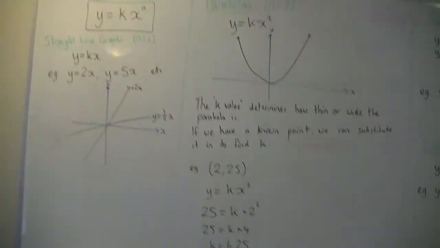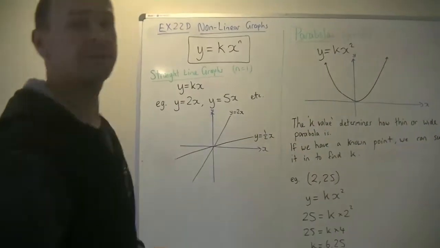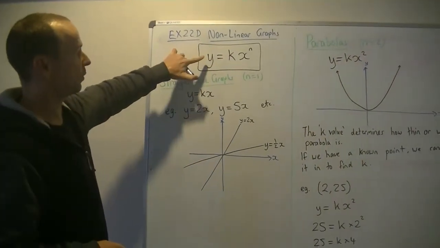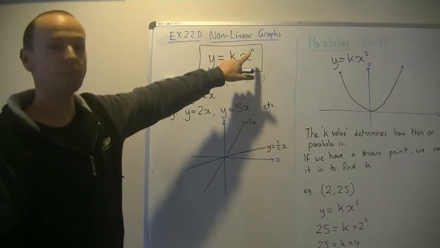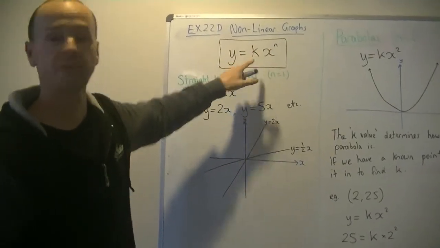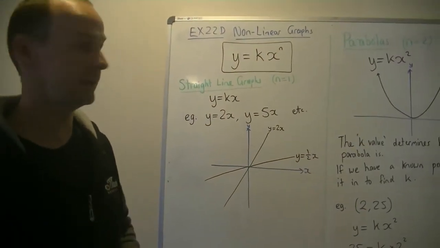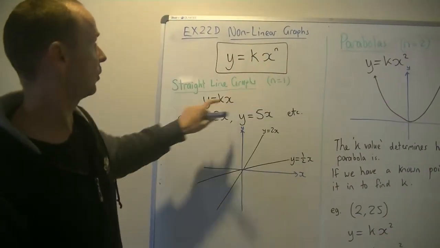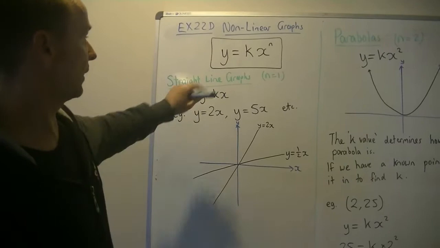Alright, good job guys. Okay, so pretty much this is exploring different types of graphs. So here's our generic formula, y equals k x to the power of n. Now k is a constant, it can be any value, which we can work out in a few minutes. And n depends on whatever type of graph it is. So I'll explain what I mean.